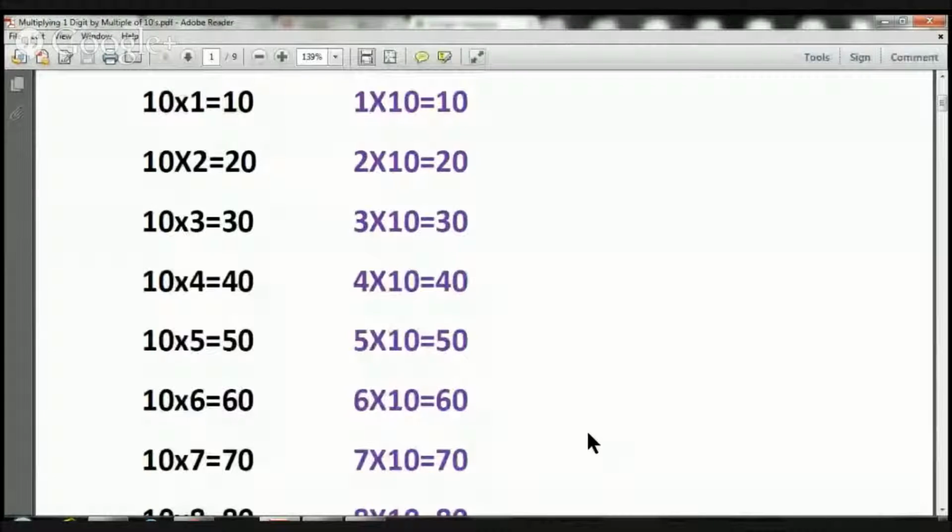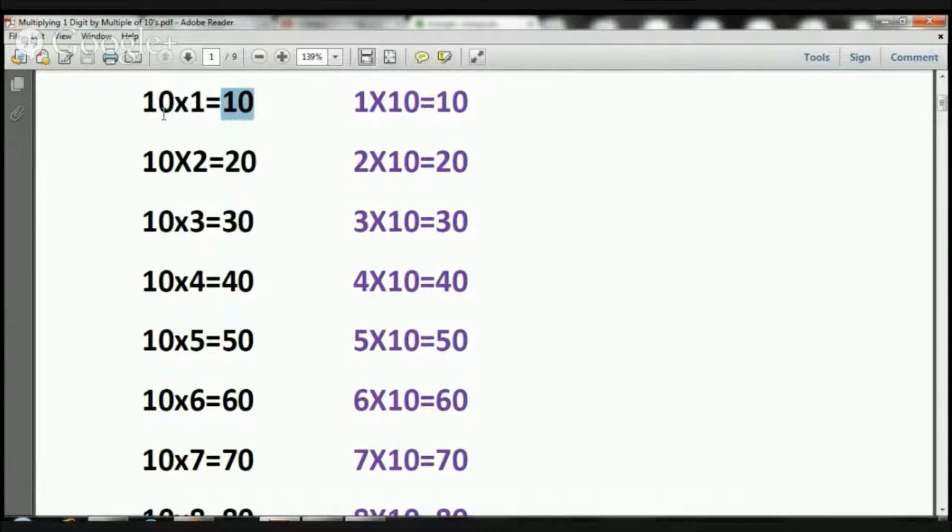What we're working on today is multiplying a one-digit number by multiples of 10, okay? So let's go ahead and get started, okay? Basically what I want to show you is that if you just ignore that 0 and we do 1 times 1, we know that 1 times 1 is 1. And then all we do is we just add the 0 at the end. Okay, so 1 times 10 is, 10 times 1 is 10.